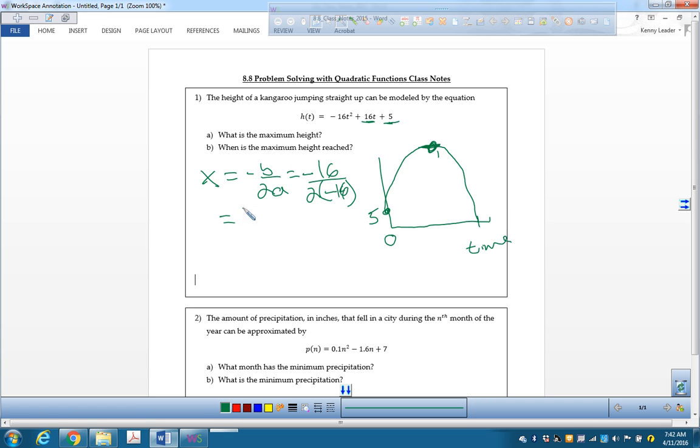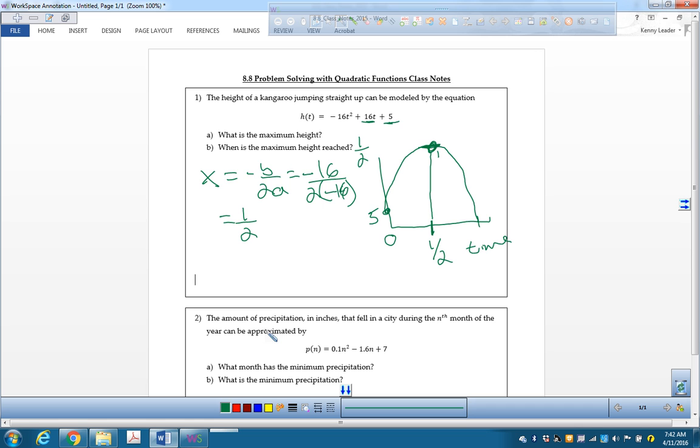That's 1/2. So, which question does that answer? Is that the maximum height, or is that when the maximum height is reached? That's when, right? That's the x value, or in this case, it's the t value, right? That gives you the time of the maximum height. So at 1/2 of a second, that's when the maximum height is reached.